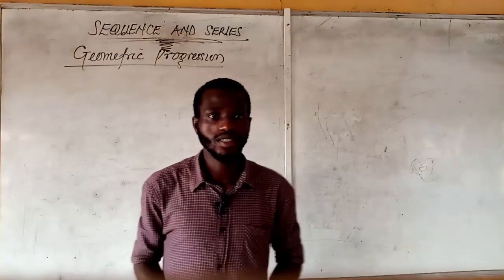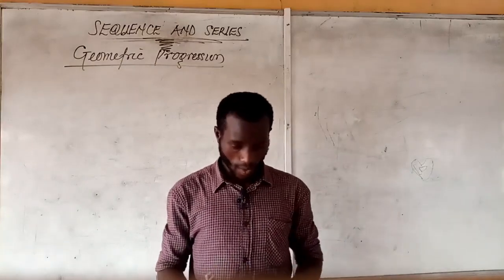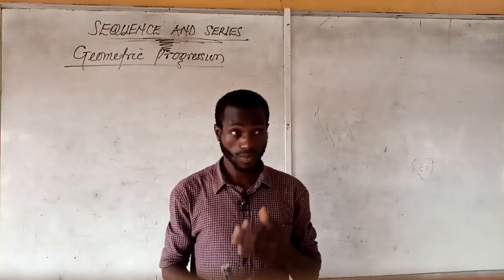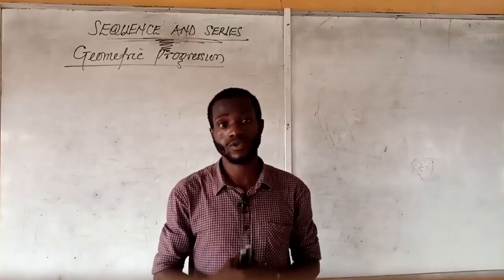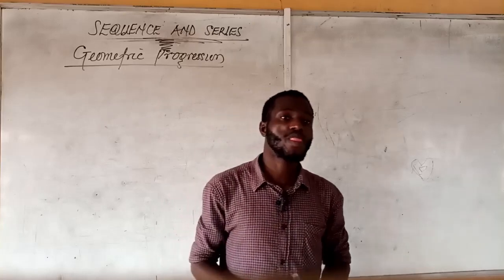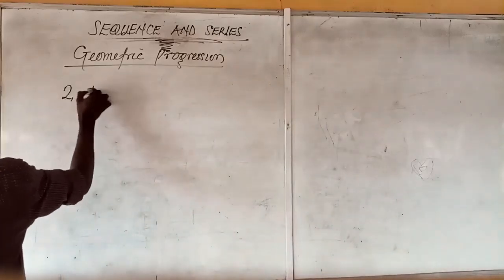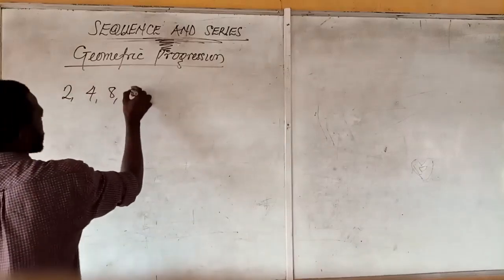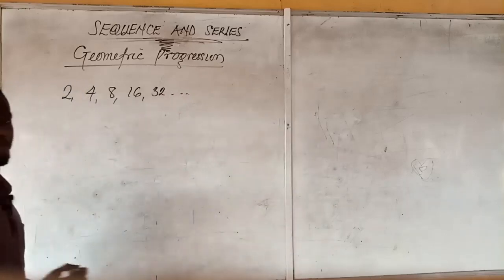Welcome back. In the former video, where we started sequence and series, we were introduced to arithmetic progression. And in this video, we are going to be discussing geometric progression. Take for example, I have a sequence like this: 2, 4, 8, 16, 32, and so on.